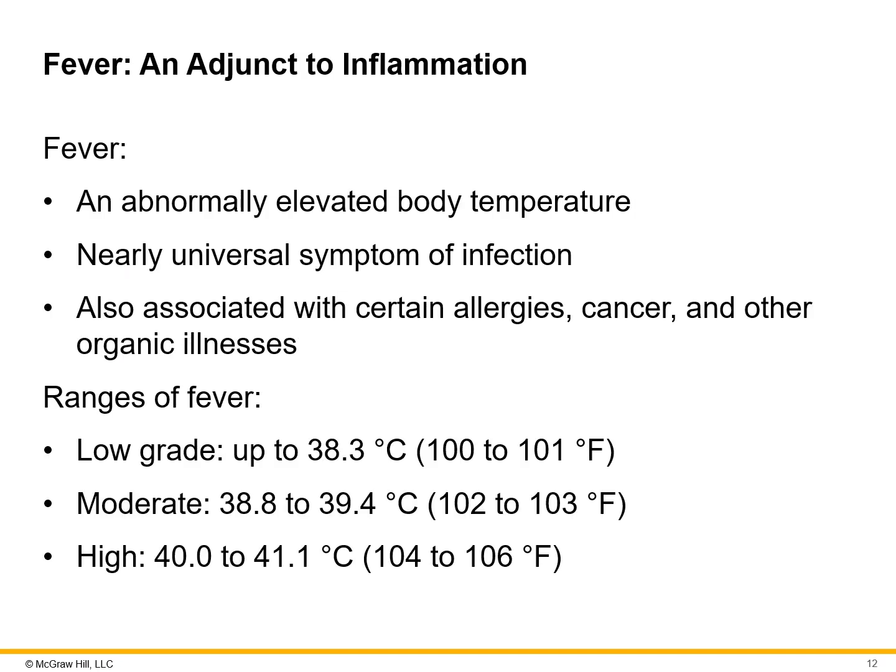All right, now another one here in our second line defenses is the fever. So fever is just an adjunct to inflammation. So they go kind of hand in hand. So inflammation and fever typically coexist. So the fever here is just an abnormally high body temperature that is intentional. It's a universal symptom that there's some type of infection going on.